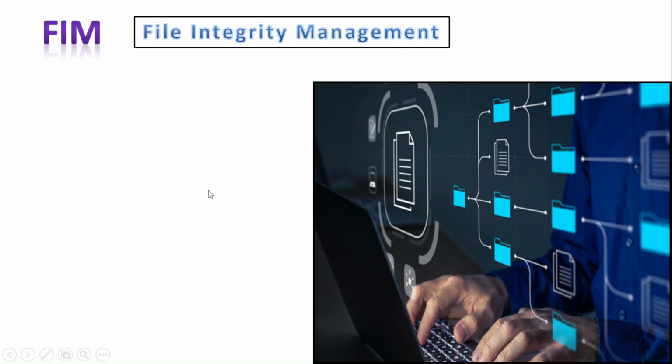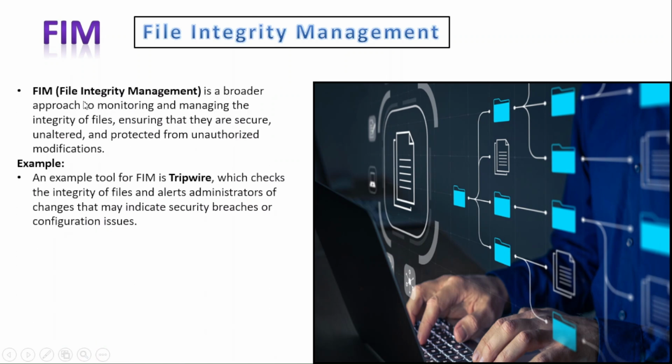FIM, that is File Integrity Management. So FIM is a broader approach to monitoring and managing the integrity of files, ensuring that they are secure, unaltered, and protected from unauthorized modification. An example tool for FIM is Tripwire, which checks the integrity of files and alerts administrators of changes that may indicate security breaches or configuration issues.